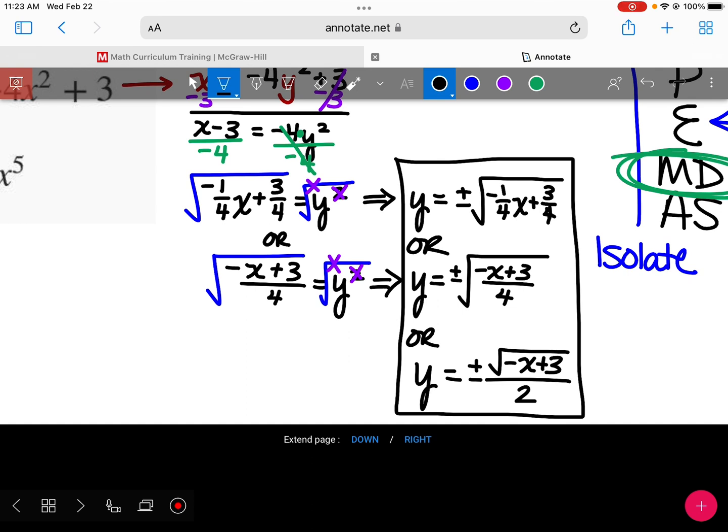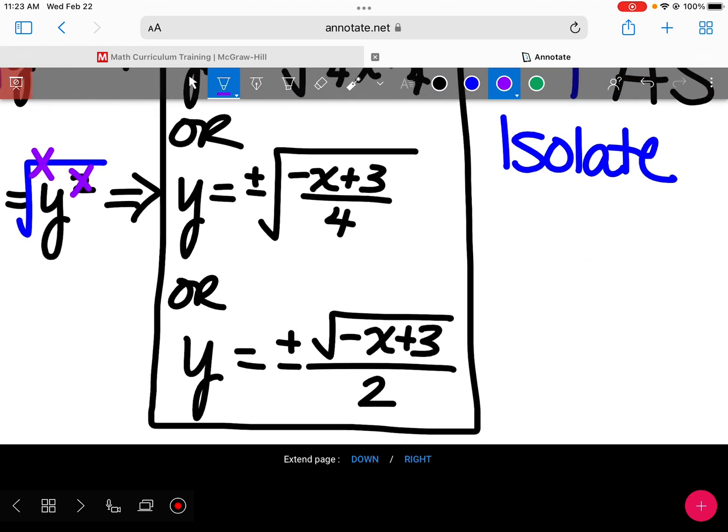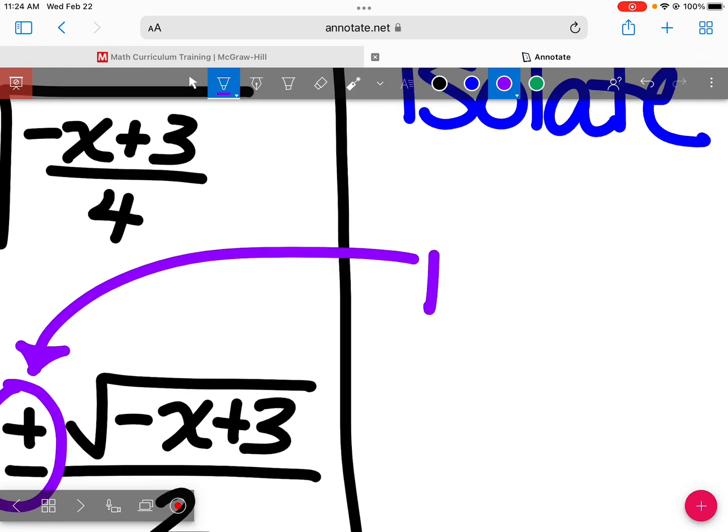Is that a function? In any one of those 3 forms, is that a function? No. Why not? Square root isn't the problem, but it's because of the square root that we have a problem. What's in front of that square root? Plus or minus. So because of this, it is not a function.